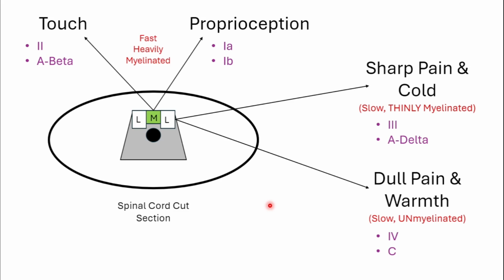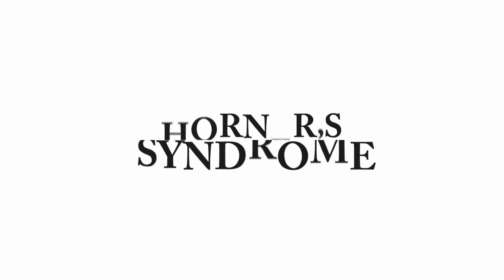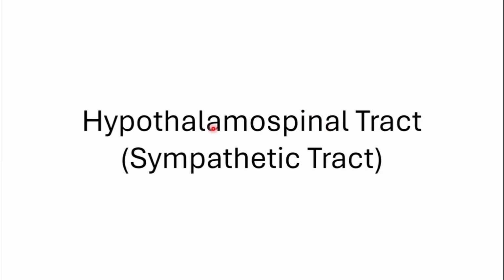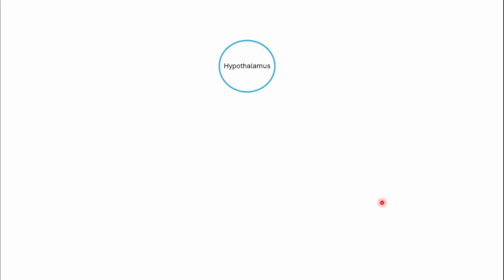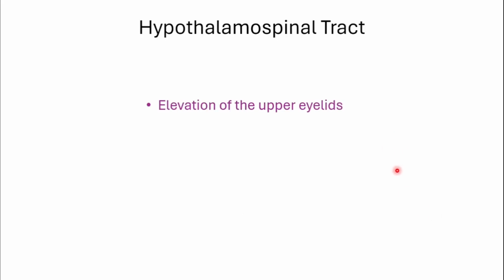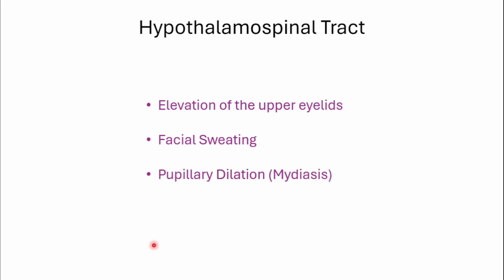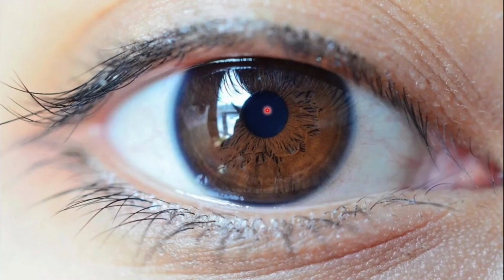Now let's get to the main topic of this lecture, Horner syndrome. First of all, we have a sympathetic tract in our body called the hypothalamospinal tract. It's called that because it goes from the hypothalamus, which is a structure in the brain that we're going to talk about in later lectures, and descends to the spinal cord. This tract is responsible for the elevation of the upper eyelid, for facial sweating, and for pupillary dilation, or mydriasis. The pupil is the centermost black spot in our eyes that lets the light come in.